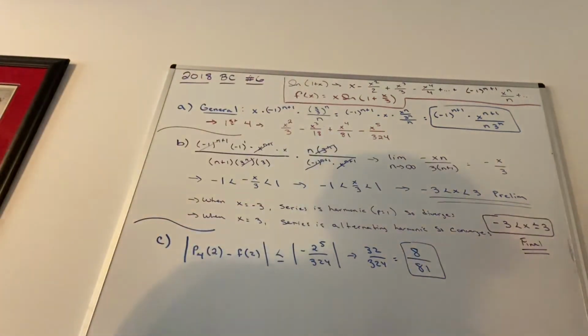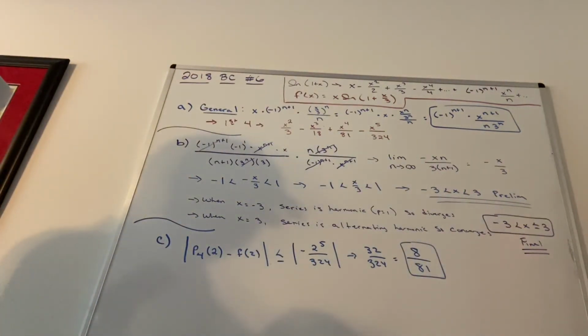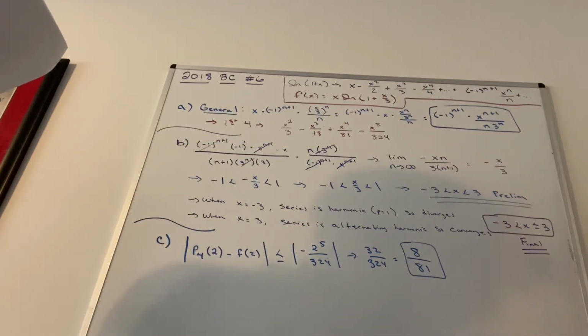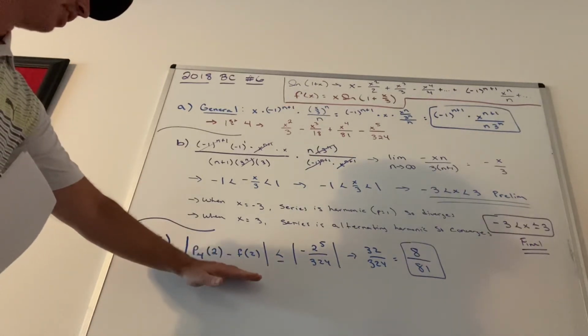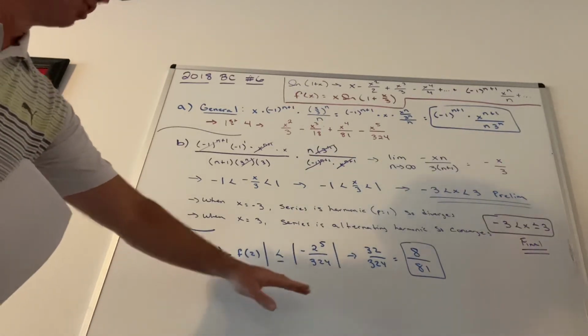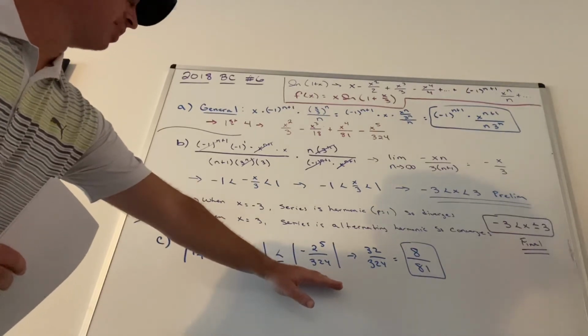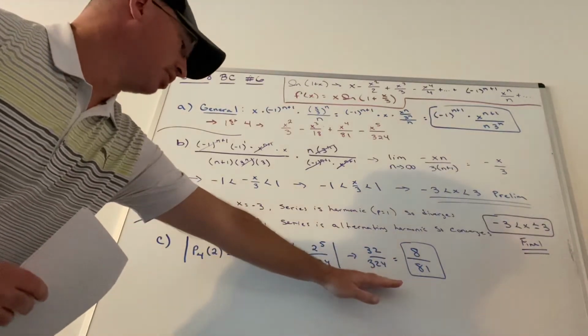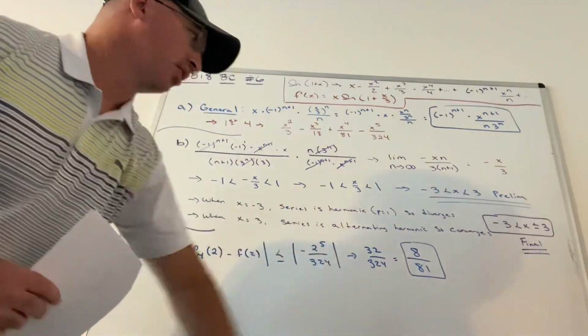That's my final answer. And then part C: let P sub 4 be the 4th degree Taylor polynomial about x equals 0. Use the alternating series error bound to find the upper bound for the absolute value of P sub 4 of 2 minus f of 2. Okay, so you should just recognize that's the first neglected term. So I just copied what they gave me, and that has to be less than or equal to the first neglected term. All that's happening is I'm just plugging a 2 in where I see x. The absolute value means the negative sign goes away, and then it reduces to 8 over 81.